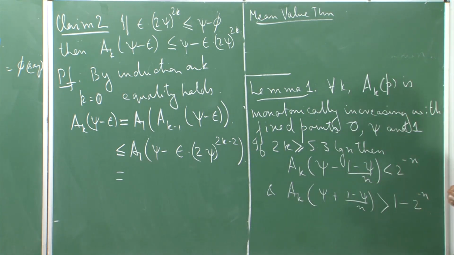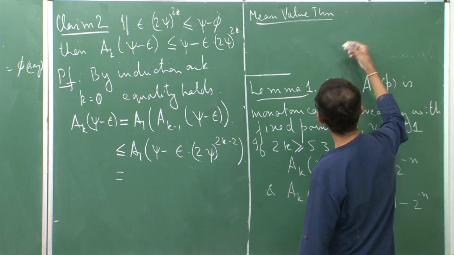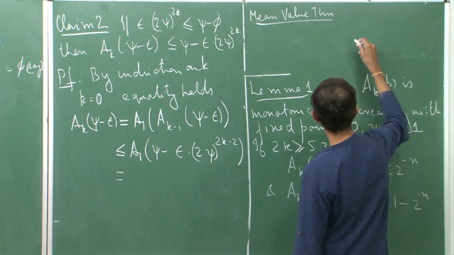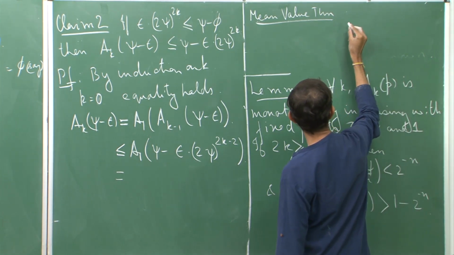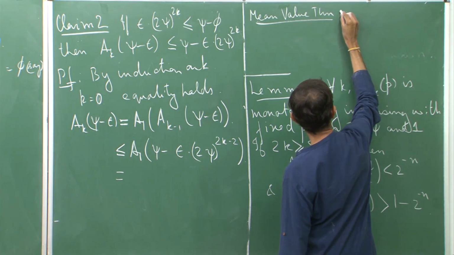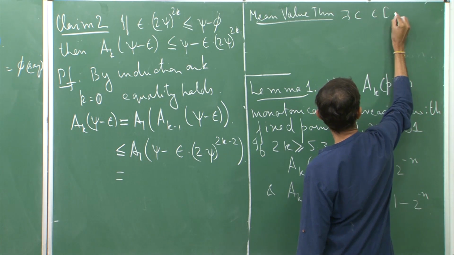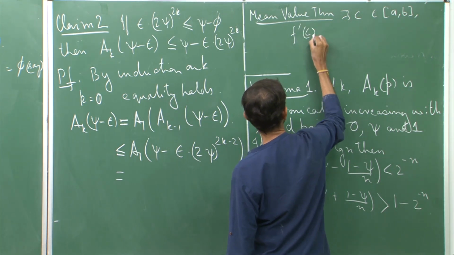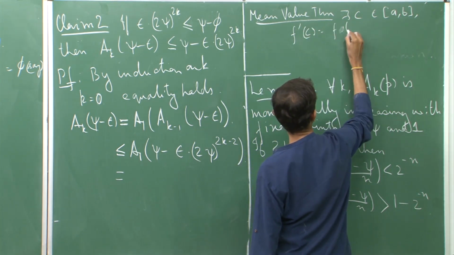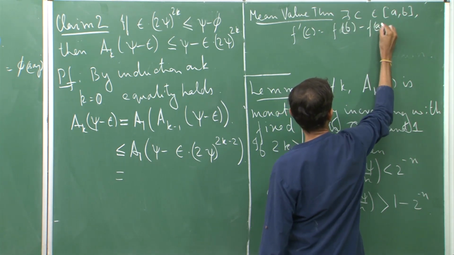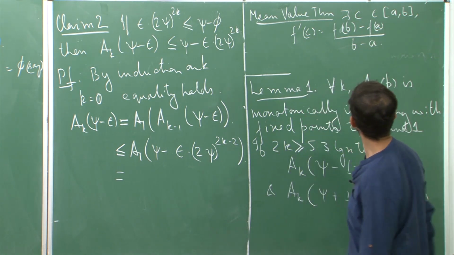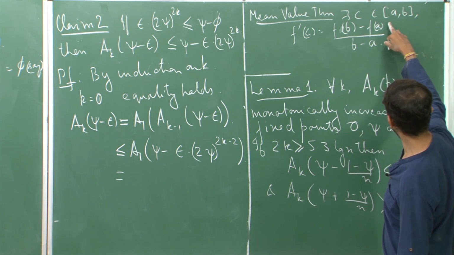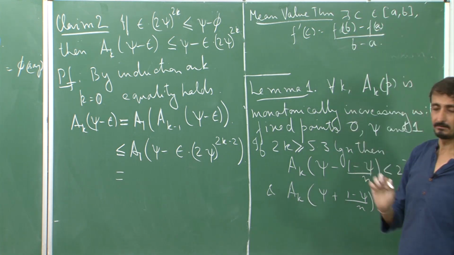Do you recall what the mean value theorem is? Suppose I have a function f which is continuous and differentiable in some interval a to b. Then it says that there exists a c in the interval a to b such that f prime of c is equal to f(b) minus f(a) by b minus a. So, if I have a function which is differentiable in the interval a to b, then this holds.